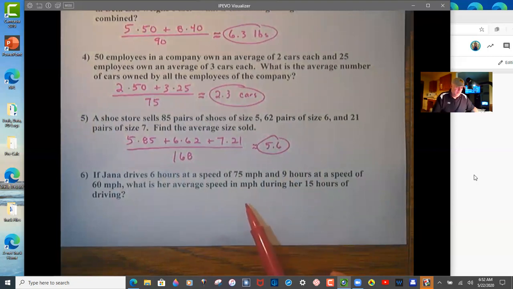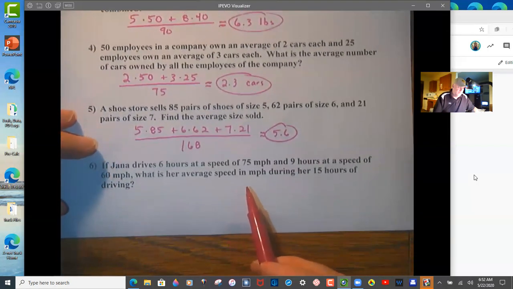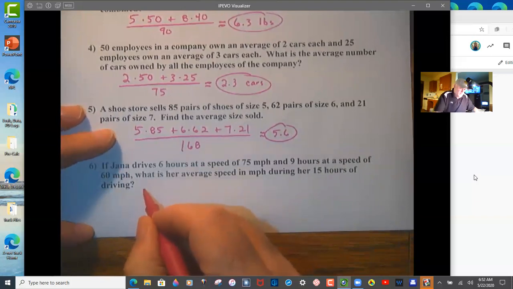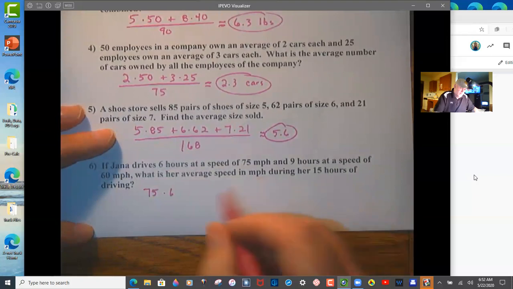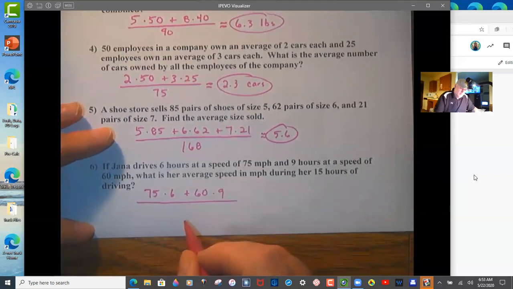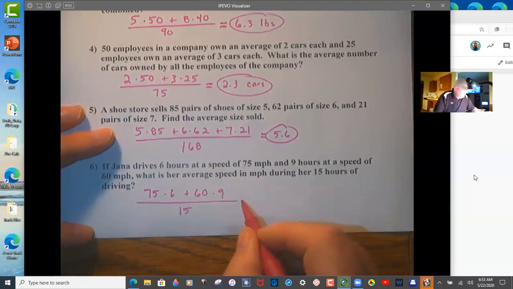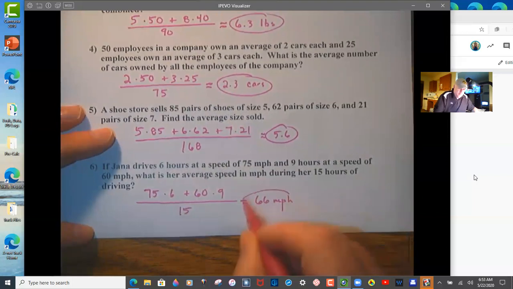Okay, so here we're talking about speeds that get certain weights, I guess is a better way probably to consider this one. So 75 miles per hour is weighted at 6 hours, and then 60 miles per hour is weighted at 9 hours over a sum of 15. And this is exactly 66.